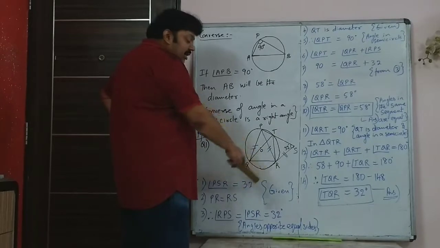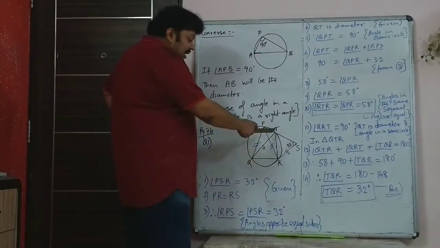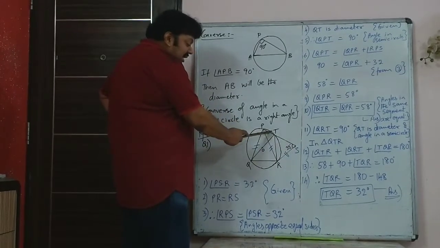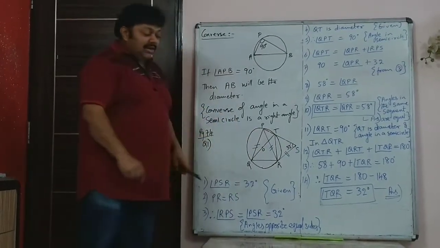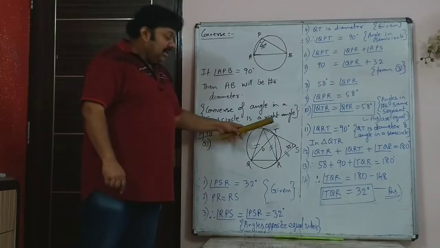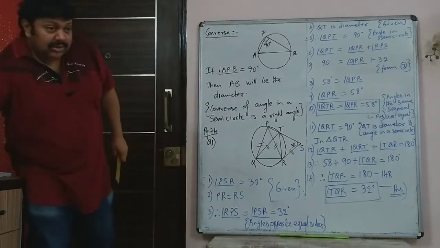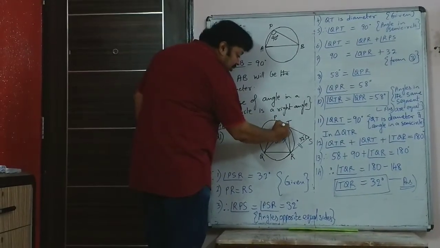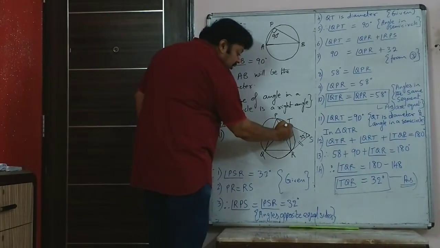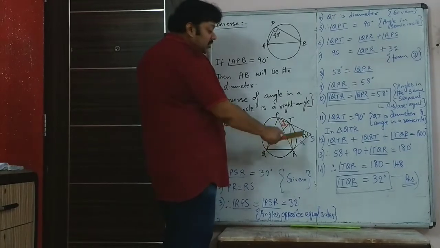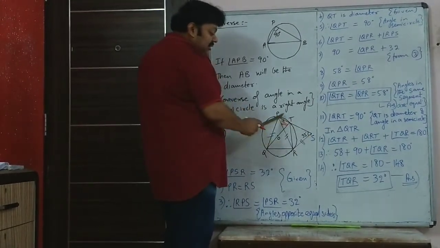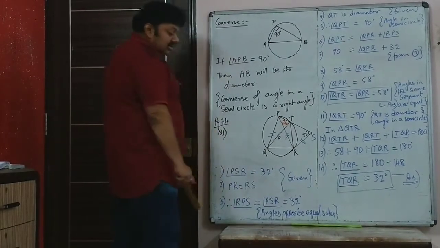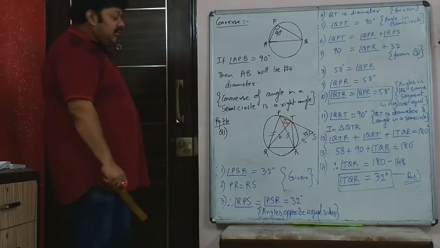So since PR and SR are equal, in that particular triangle, since this angle is 32 degree, this angle out here, that is angle RPS, will also be 32 degree. Why? This is because angles opposite to equal sides are equal. So this angle will also be 32 degree. RS is equal to PR, so that is what is written here. Angles opposite equal sides are equal.